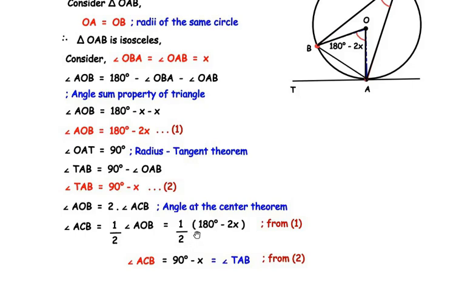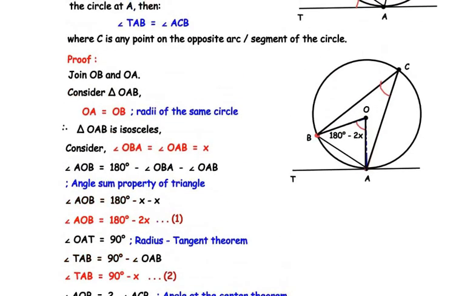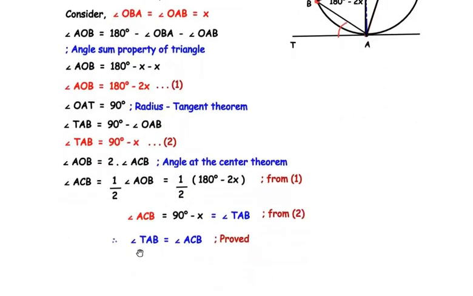So we get angle ACB is equal to 1 over 2 times angle AOB. So we get 1 over 2 times (180 minus 2x), that is from equation 1. So we get angle ACB as half of 180, which is 90 degrees, and half of 2x gives us minus x. And this is equal to equation 2, that is angle TAB, which we had got. So angle TAB is equal to angle ACB. This is what we had to prove in this theorem. Therefore angle TAB is equal to angle ACB, hence proved.